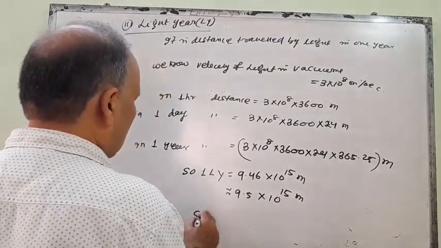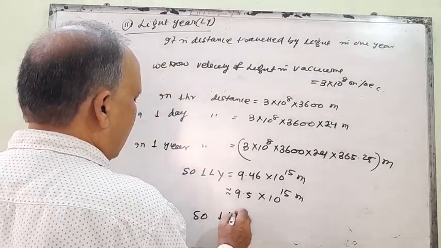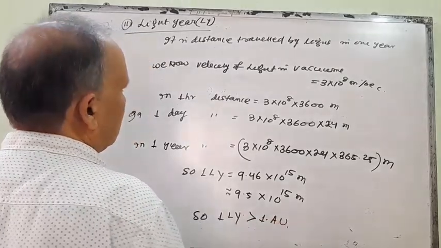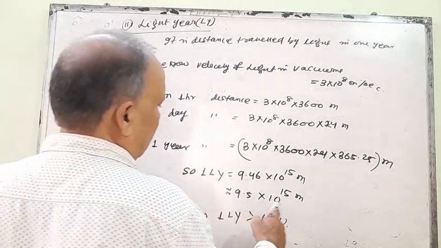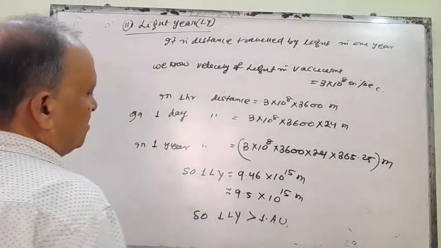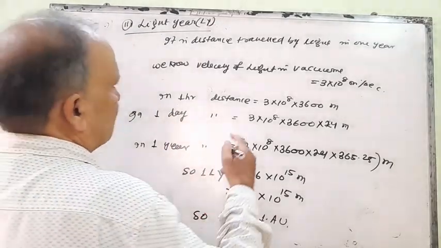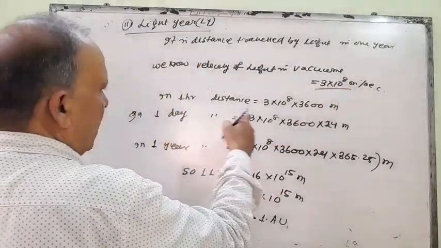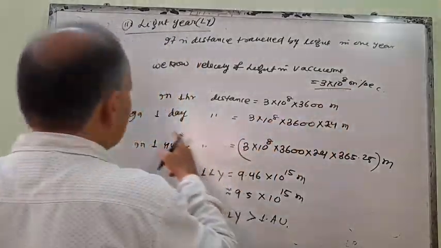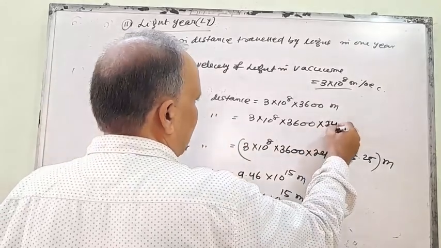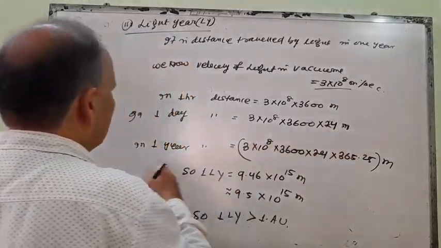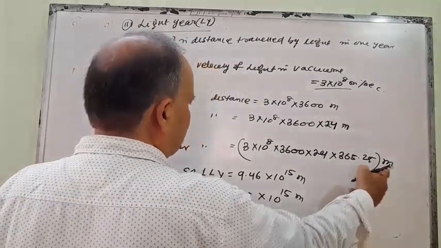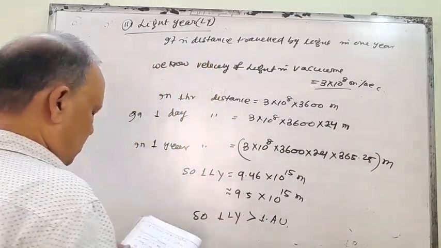So it is clear that 1 light year is greater than 1 astronomical unit, because the astronomical unit is of order 10 to the power 11, and here it is 10 to the power 15. So the distance travelled by light in vacuum is equal to this. In 1 hour the distance is this many meters. In 1 day it is multiplied by 24. In 1 year you multiply by 365.25 days. So 1 light year is equal to this.